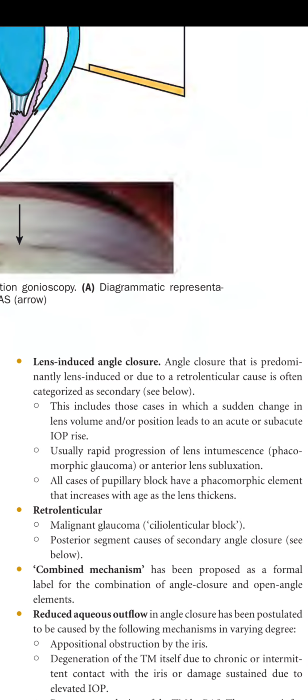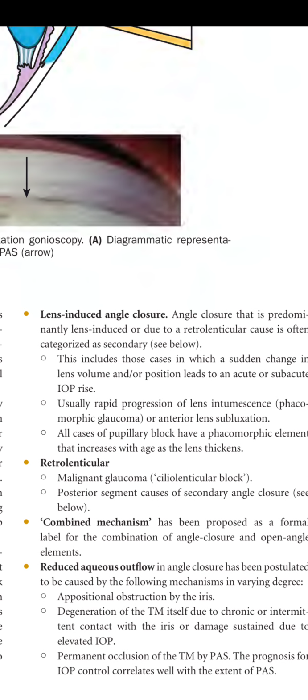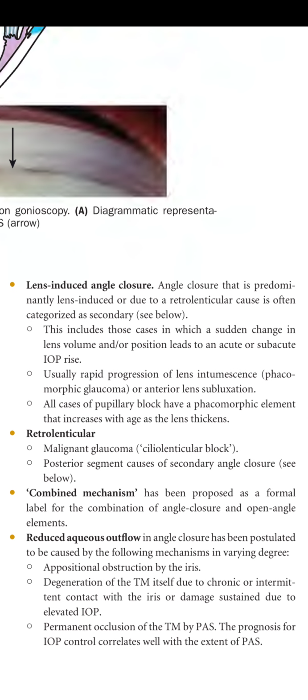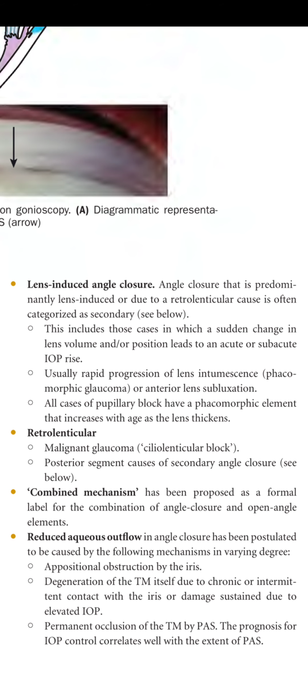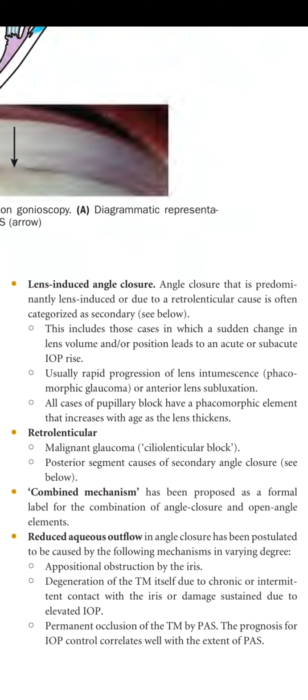Lens induced angle closure, angle closure that is predominantly lens induced or is due to retrolenticular causes, is often characterized as secondary. This includes those cases in which sudden changes in the lens volume or position lead to an acute or subacute IOP rise. Usually, rapid progression of lens intumescence, phacomorphic, or anterior subluxation. All cases of pupillary block have a phacomorphic element that increases with age as the lens thickens.